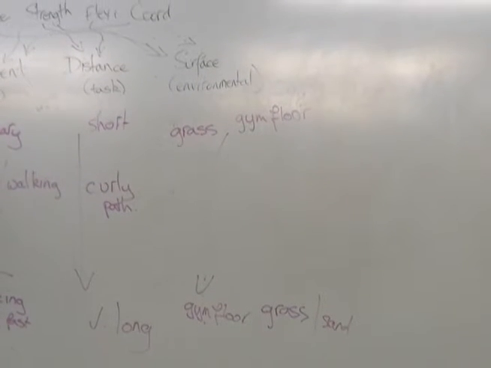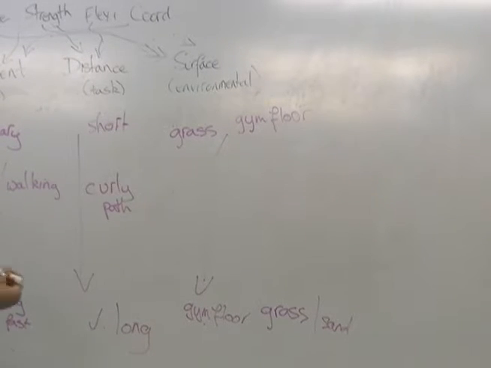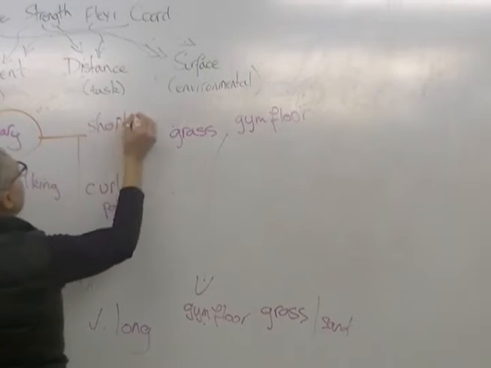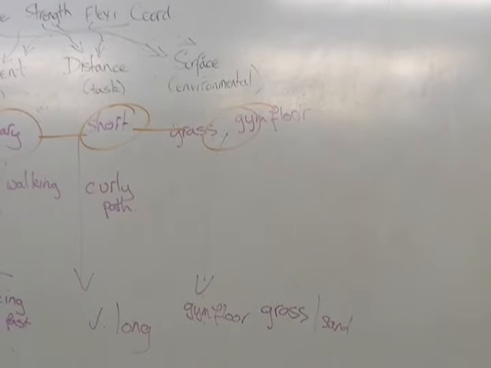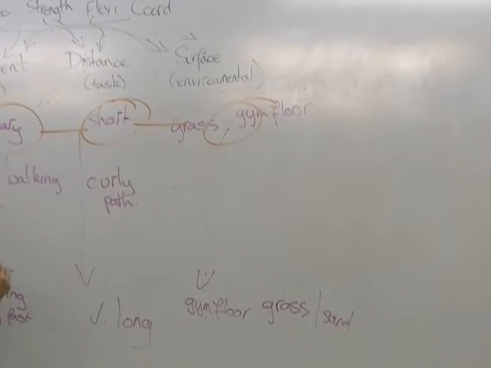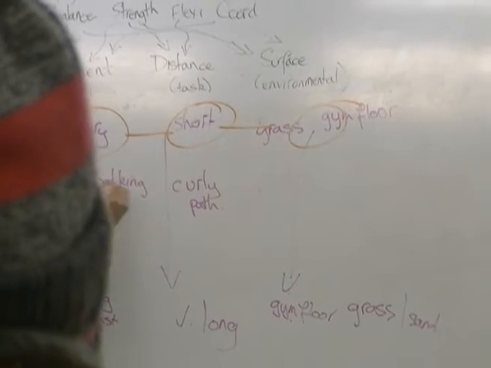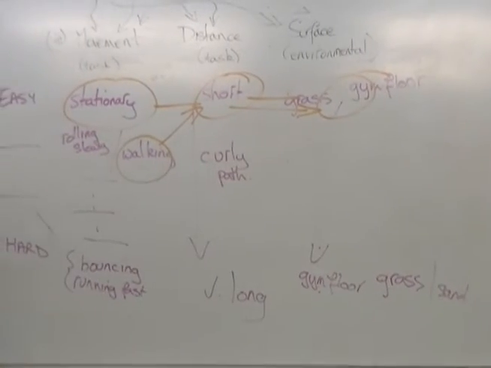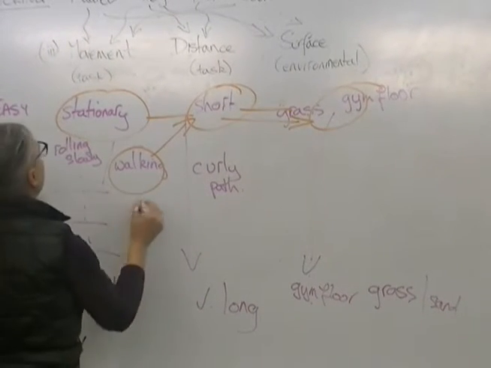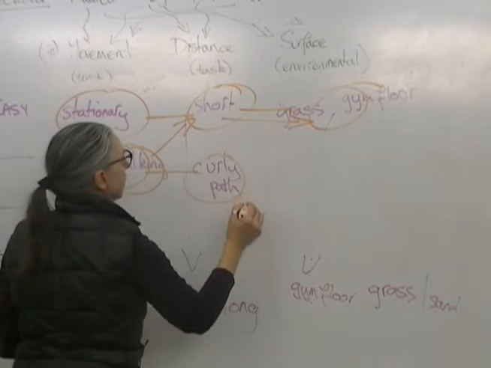So if I create a matrix for every skill that I'm going to do a lesson plan on for the year, now I can go, okay, lesson plan number one with beginners. Lesson plan number two. Lesson plan number three.